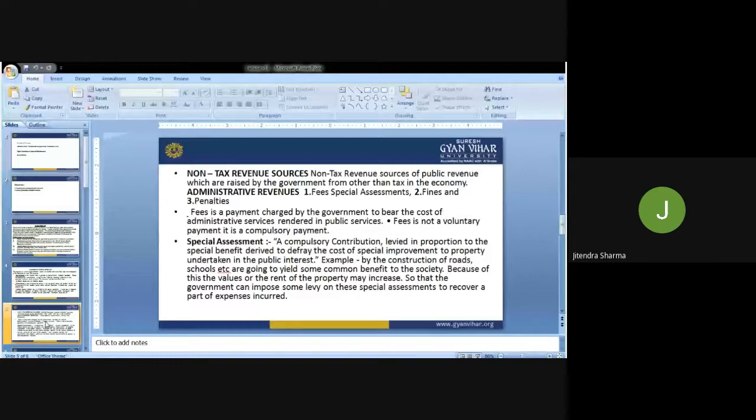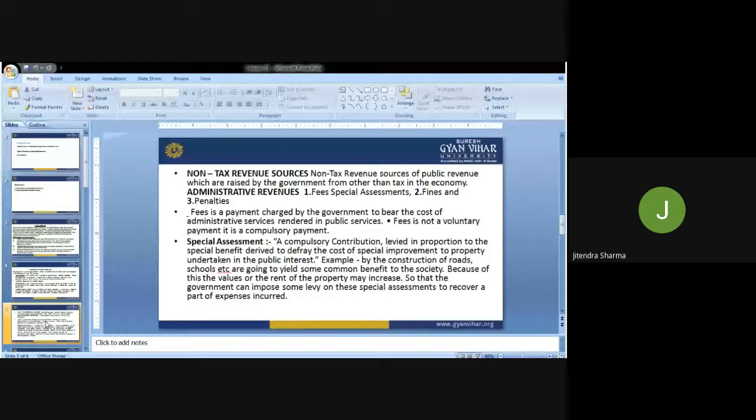A fee is the payment charged by the government to bear the cost of administrative services rendered in public service. A fee is not voluntary; it is a compulsory payment. For example, if you want to visit a particular organization, there is an admission fee, there is an entrance fee. These kinds of fees are compulsory, and the government collects revenue through them.